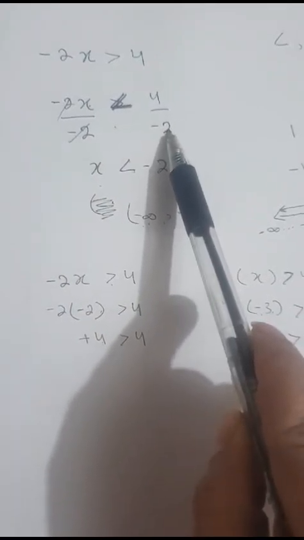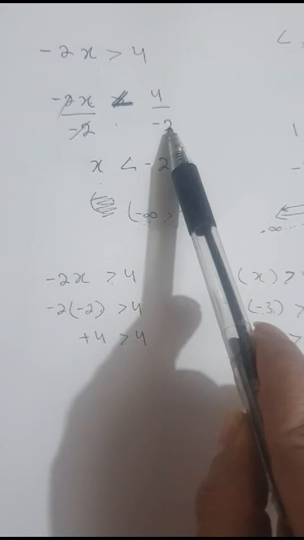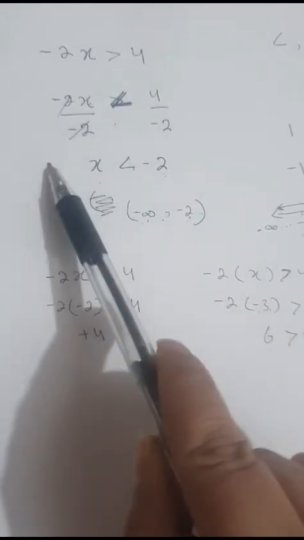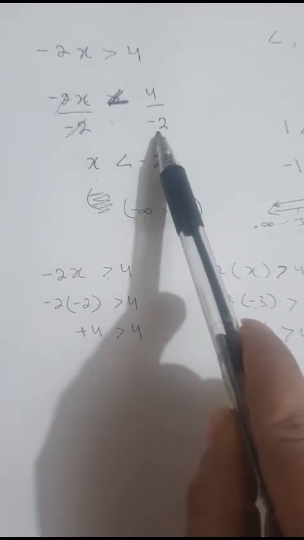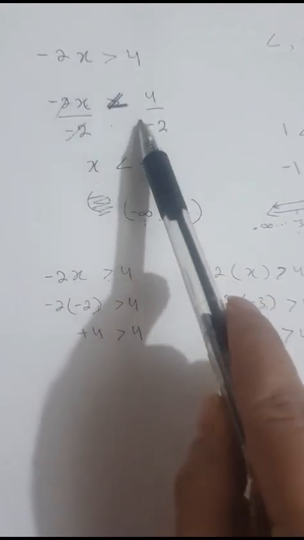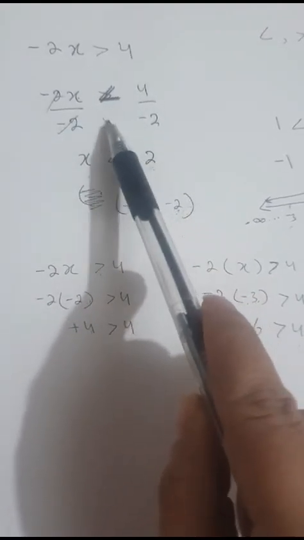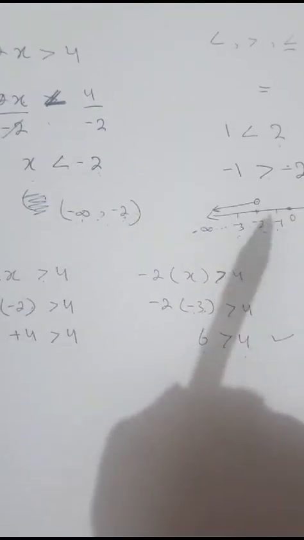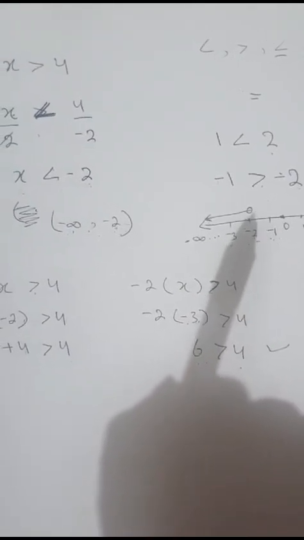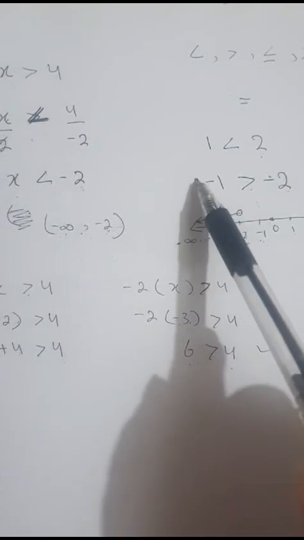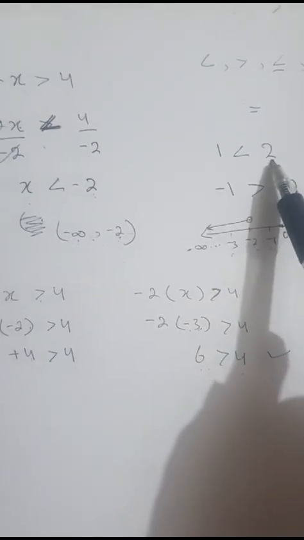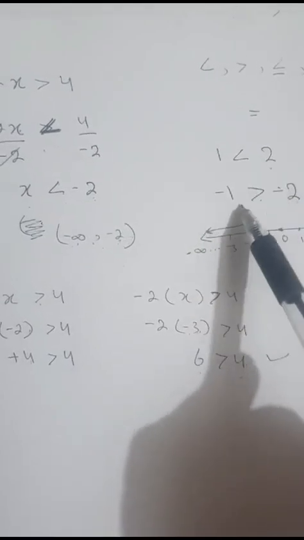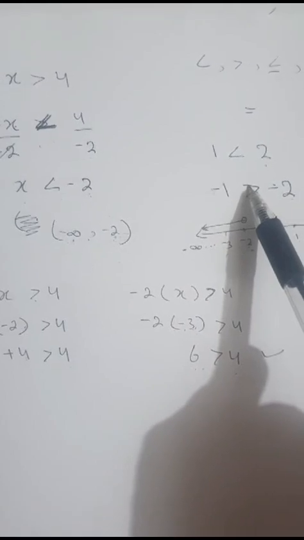The rule for inequalities is that whenever we multiply or divide by a negative number, we reverse the inequality, as we discussed in the first lecture. Let me re-explain: if we take any numbers from the real line, let's say 1 is strictly less than 2, then when we multiply by negative on both sides, the sign of the inequality will be reversed.